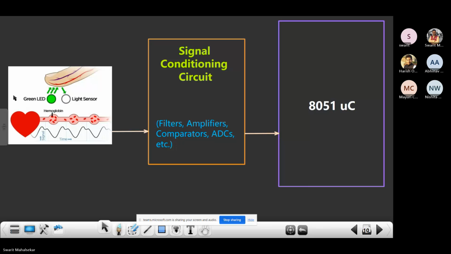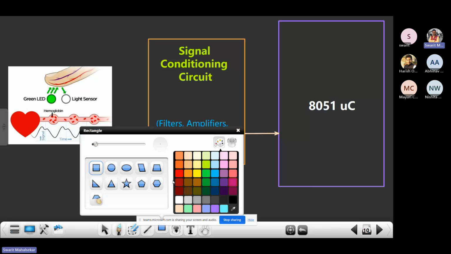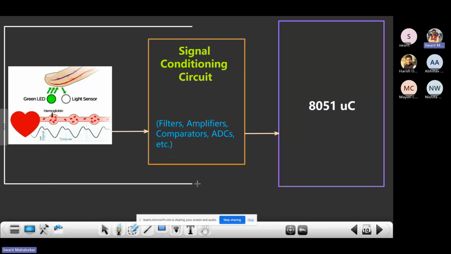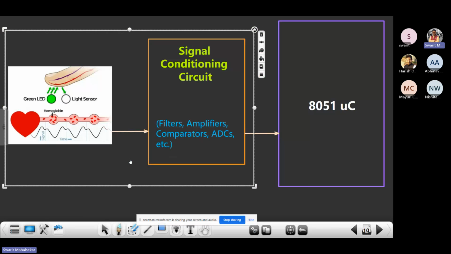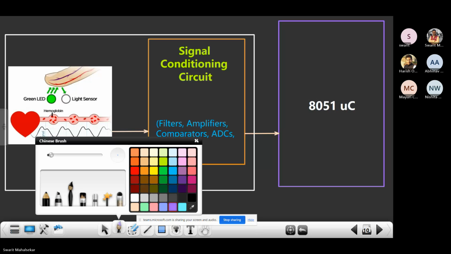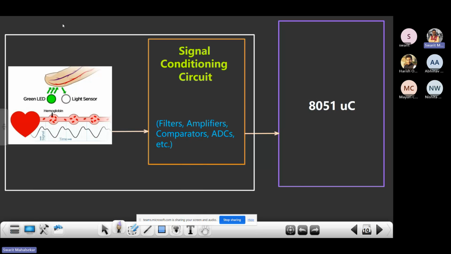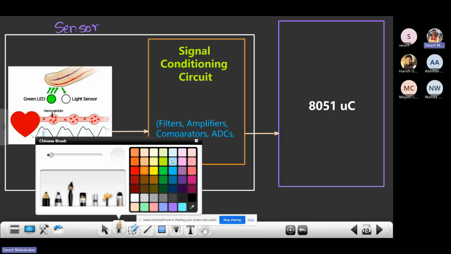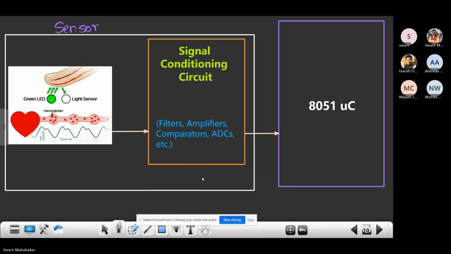See, as Sumit mentioned, which is the right answer, that is the first point. Let me use this one. So this entire thing will act as a sensor for me. Let me move it a little below and write over here that this is my sensor. This entire block will fit inside a sensor only. So as Sumit mentioned, the very first point is amplification. So we are going to perform amplification.